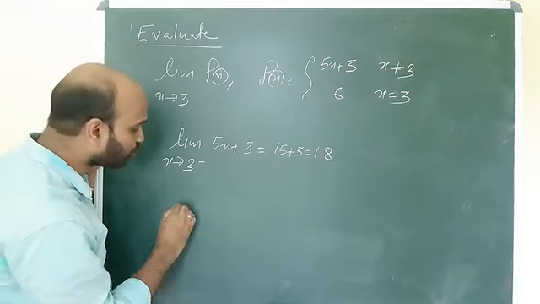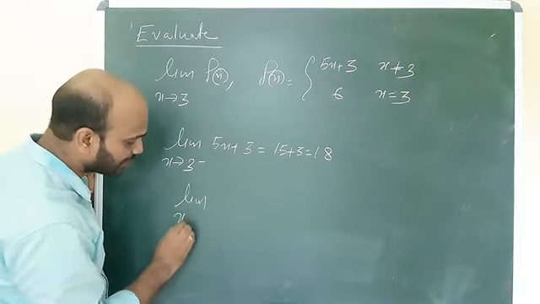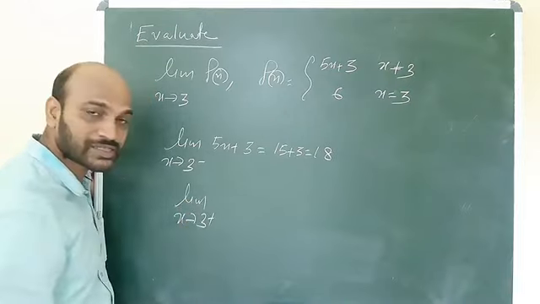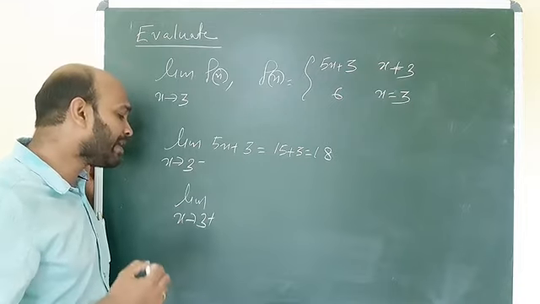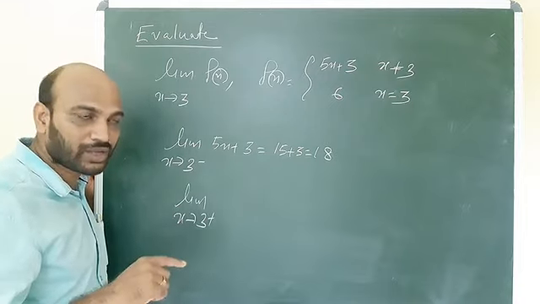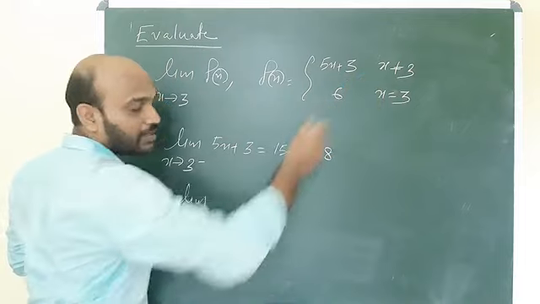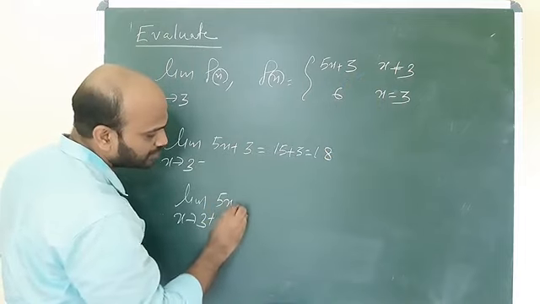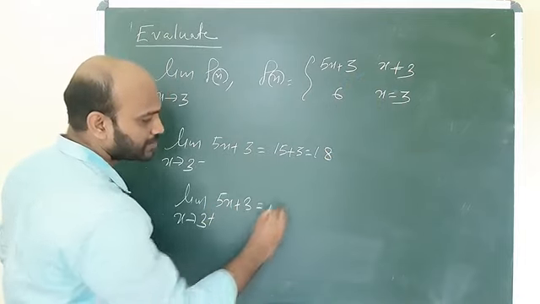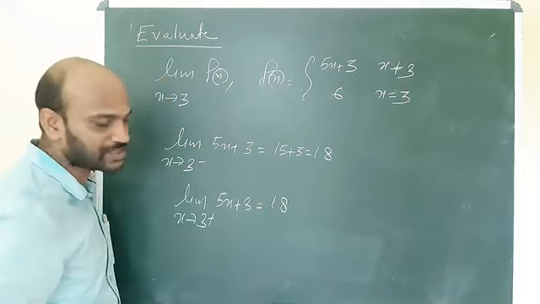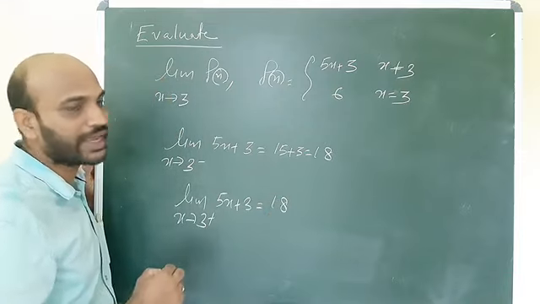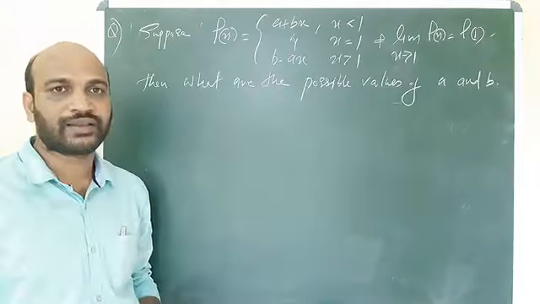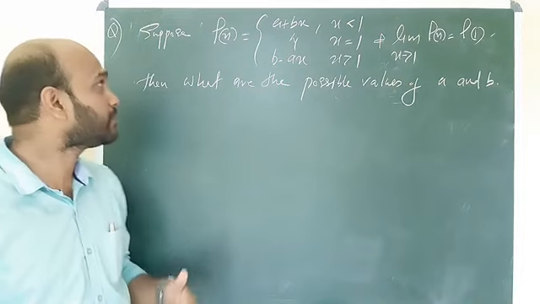Now we can go for RHL. That is limit x tends to 3 plus. 3 plus means very near to 3, but it is not equal to 3. So same function. So it is 18. So the limit exists and is equal to 18. Okay. Let us consider another question.